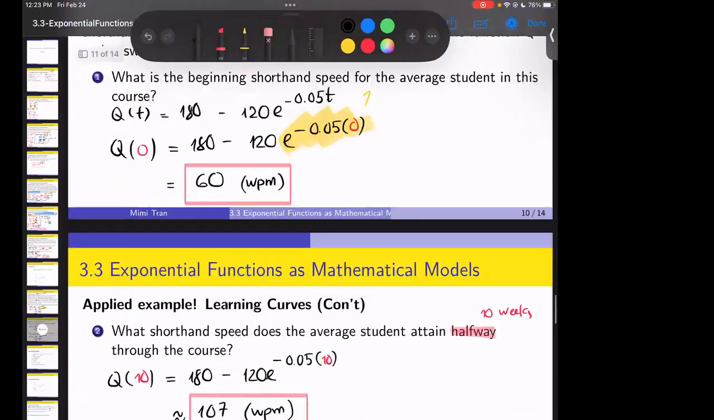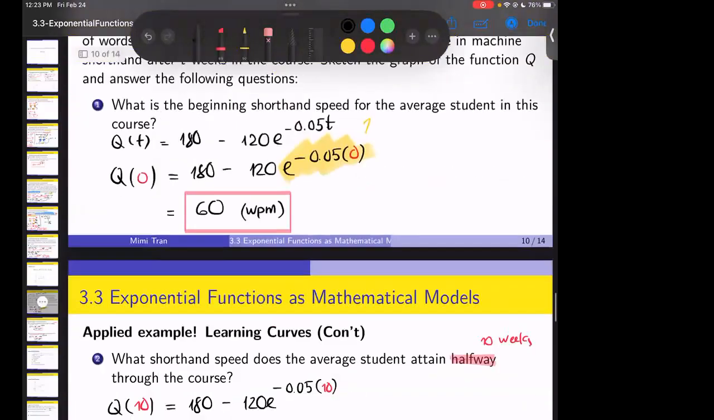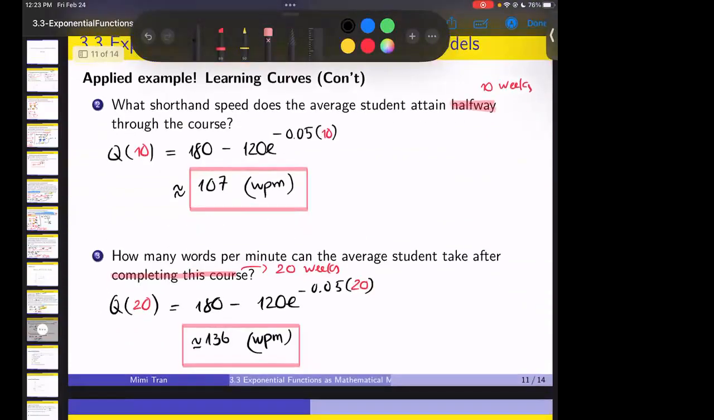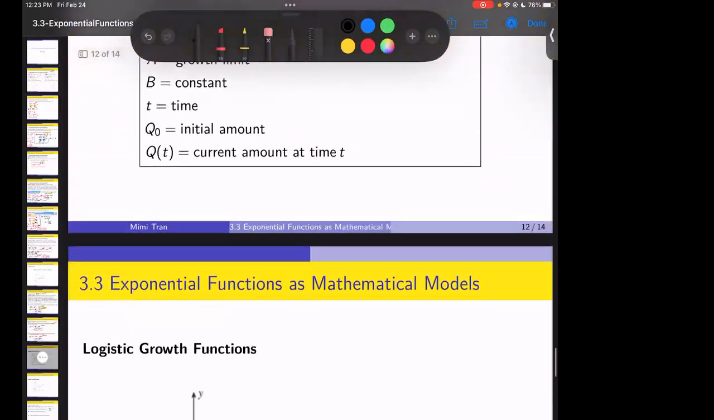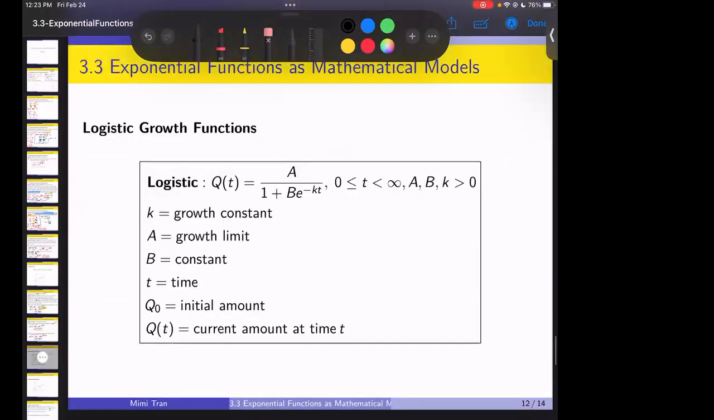Yay, we've done the learning curve. That's an example of it. Not too bad. Logistic growth functions. The logistic function is a special case of, I don't know which one is a special case of which, but it's kind of similar to the exponential function. It grows fast. The only difference is that at a certain point, it levels off.